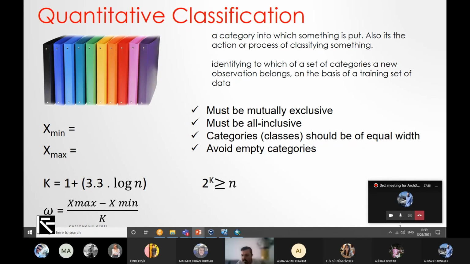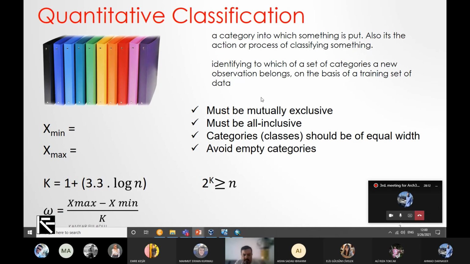I cannot make, let's say, 4 categories and 3 of them empty. For instance, let's say I make a classification: from 10 years old to 15, from 15 to 17, then from 18 to 20. So the first 2 groups will definitely be empty, because we don't have students who are 15 or 16 years old. So this avoids emptiness.